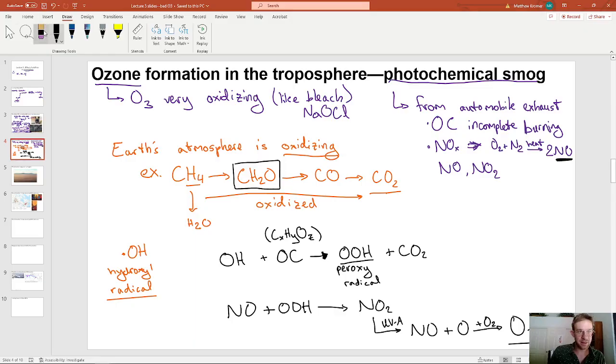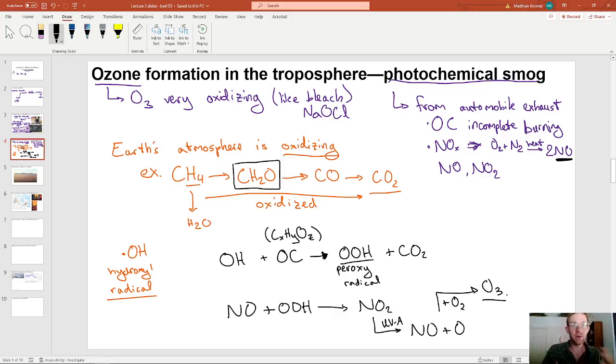And here, let me just, because I think my camera might be blocking this. I should just turn off my camera. I really don't even need it on. Let's draw this up here. So this forms NO plus O. The oxygen atom specifically can react with O2, ultimately forming O3, okay?